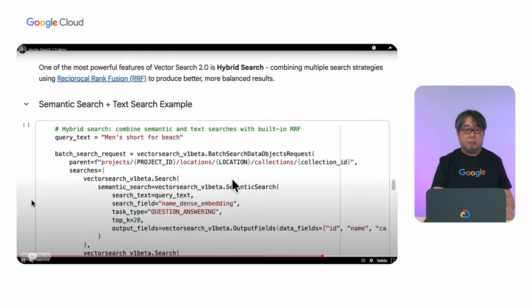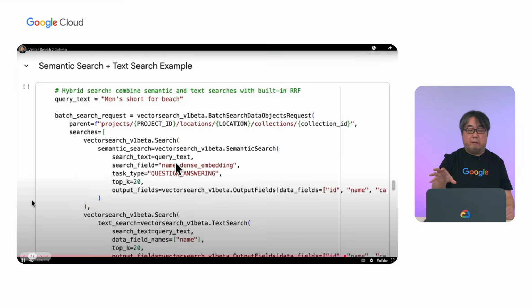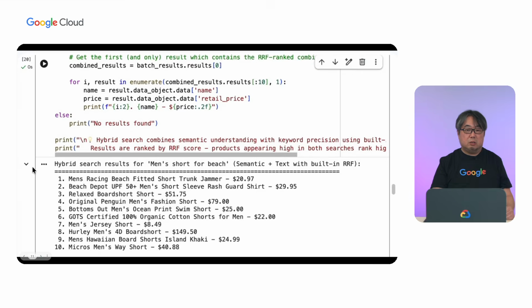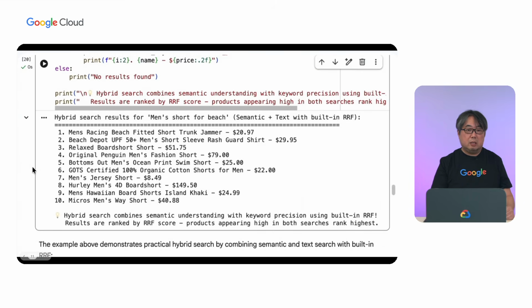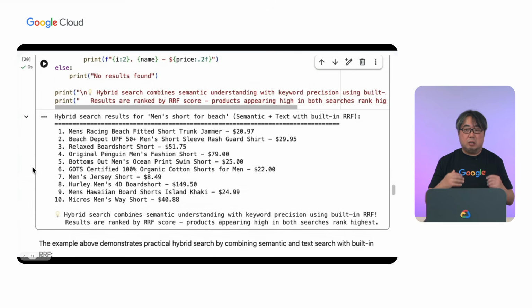Here's a hybrid search example where you define the semantic search that uses the embedding and passes the query text, let's say, beach. So this semantic search can find the items that are relevant to the query. And you can also define the text search as well. And this is the combined result from the semantic search and text search, like the men's shirts and the fashion search and so on. And this result is re-ranked by using the RRF algorithm automatically.